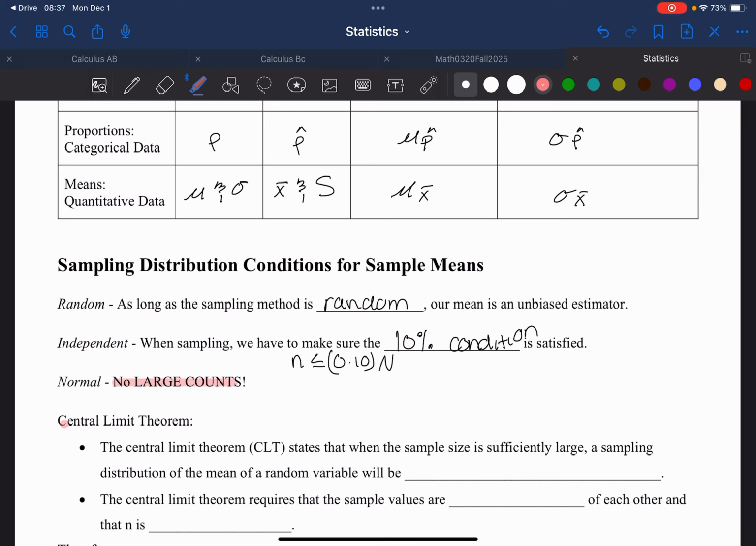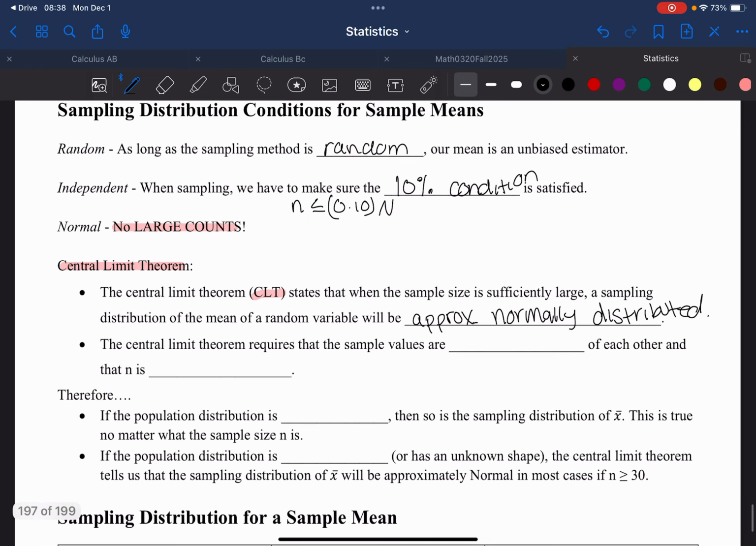Instead, we are using the central limit theorem, or CLT. So the central limit theorem states that when the sample size is sufficiently large, a sampling distribution of the mean of a random variable will be approximately normally distributed. The central limit theorem requires the sample values are independent of each other and that n is sufficiently large.